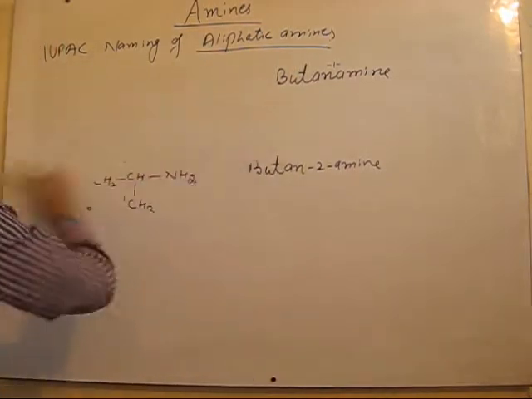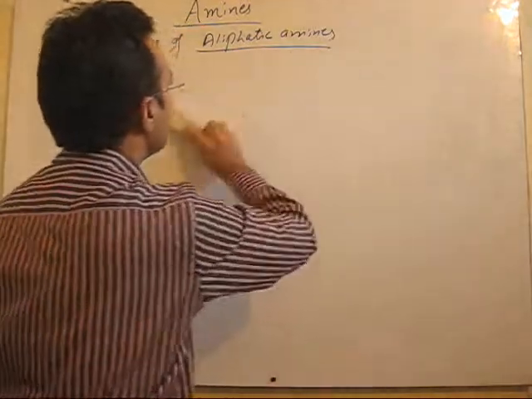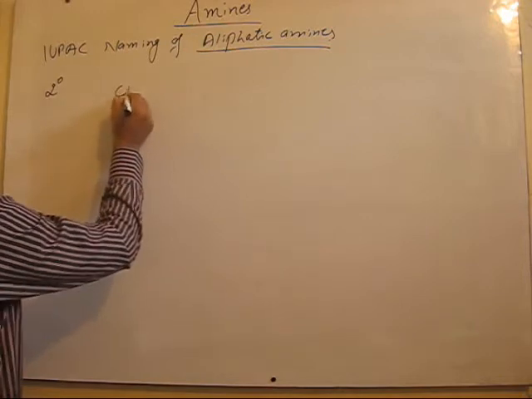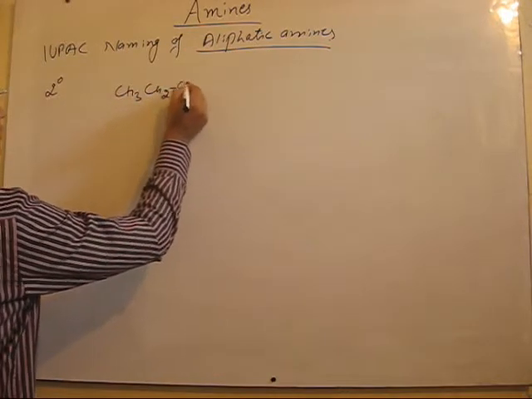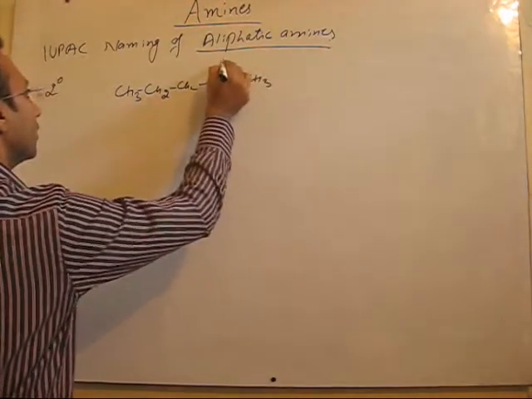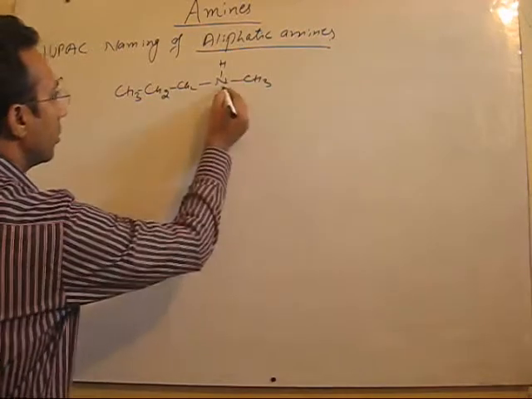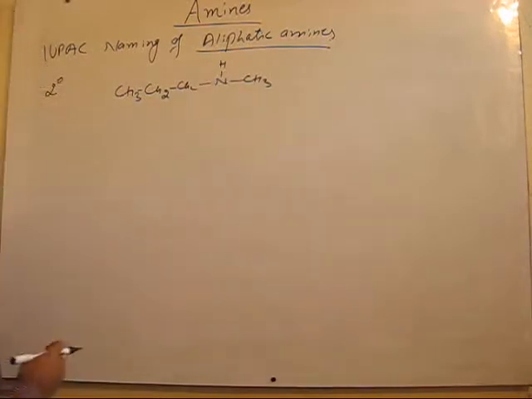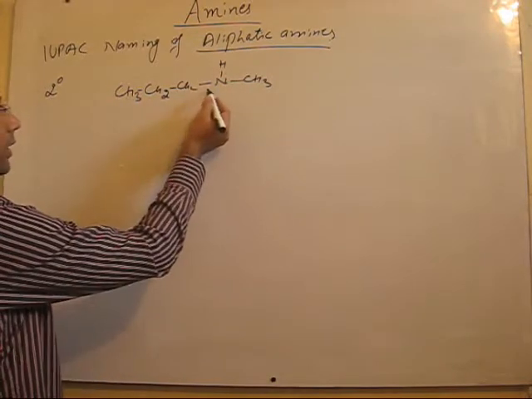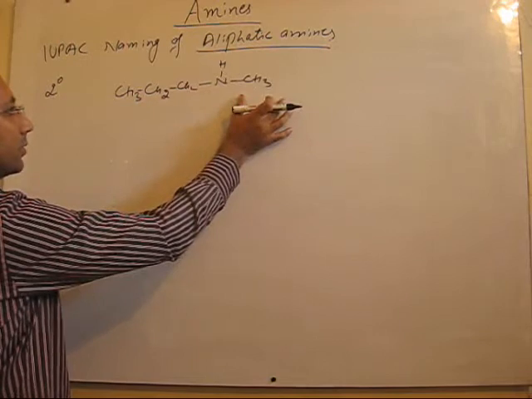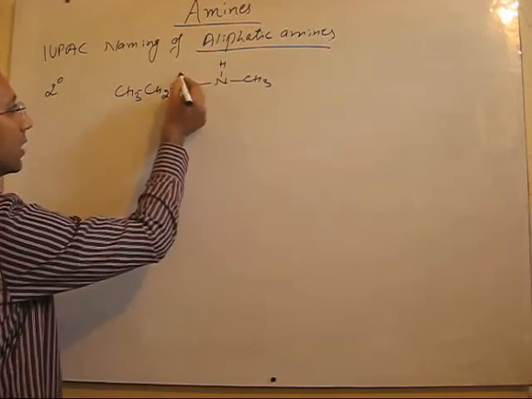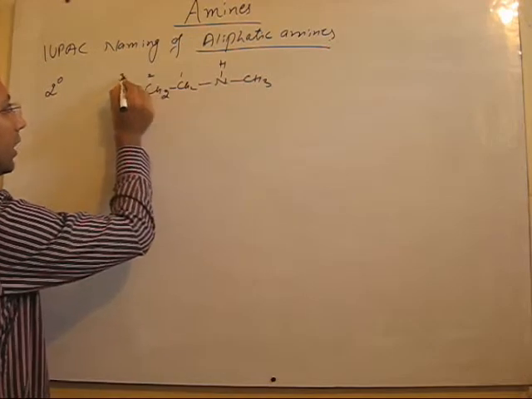Now I will take up naming of secondary amines. This is also important from the examination point of view. In secondary amines I am taking one example, say this. So this is a secondary amine. Nitrogen, one NH bond is present. So here, while numbering, we will see on both sides there is a carbon chain. So only one carbon chain will be selected. That will be the longest chain starting from here, number 1, 2 and 3.